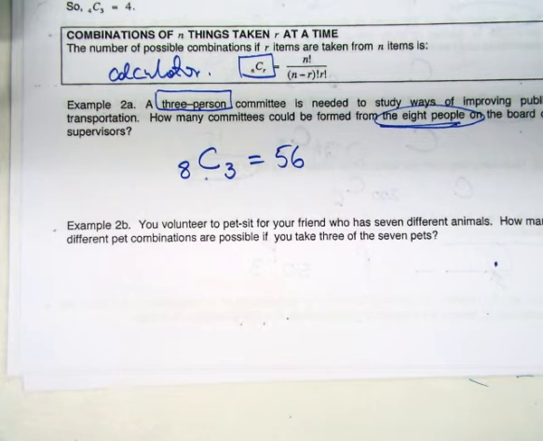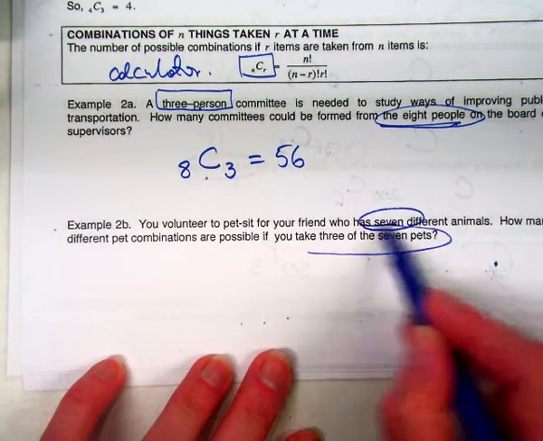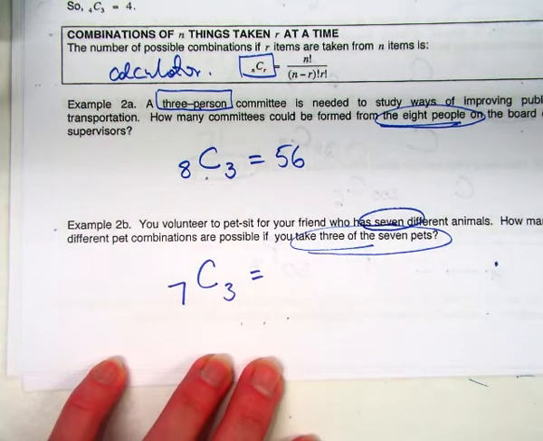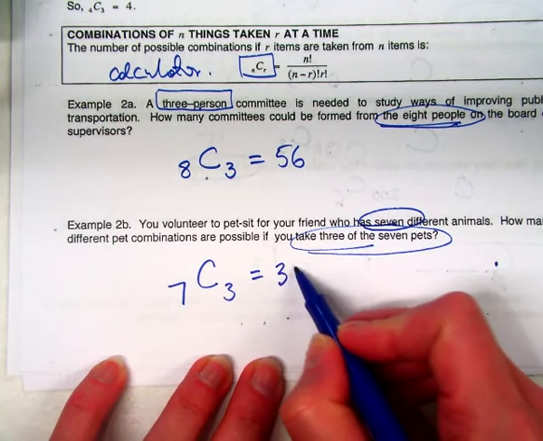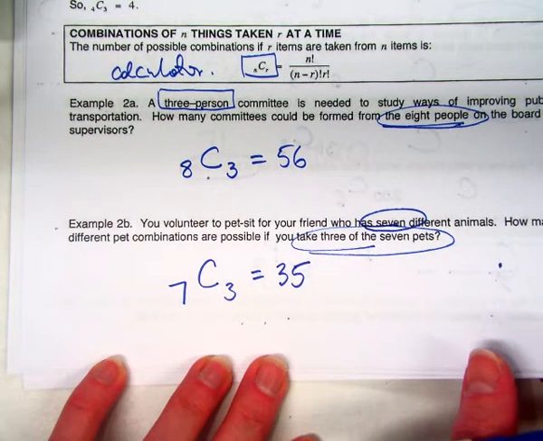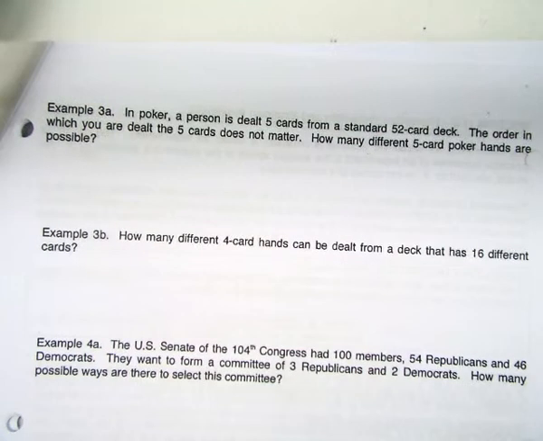Try example 2b. So you should have 7 choose 3, which is 35. All right, let's go to the next page. Does this make sense? Is this easy? This is actually the easiest out of the different things we did.